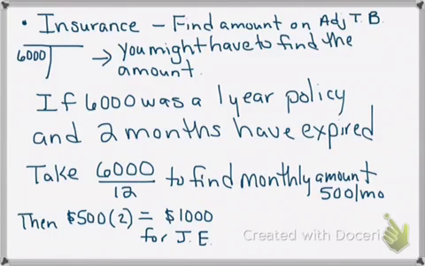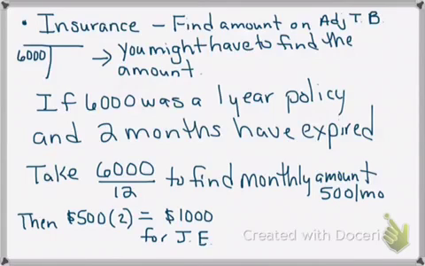Another thing we could have is prepaid insurance. Prepaid rent works the exact same way as prepaid insurance does. You can find the amount on the trial balance. So let's say that we already had insurance. We had $6,000 in the insurance account. If the $6,000 was for a 1-year policy and 2 months of it has expired, we would have to go in and figure out what the amount we would be using is.